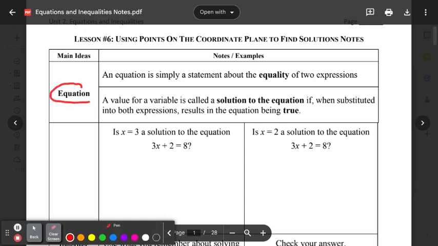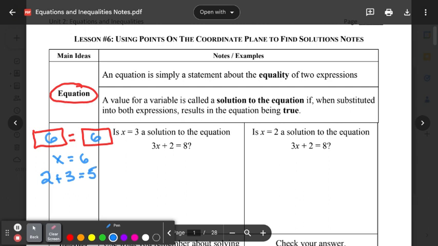We use this word a lot. An equation is just a statement that has an equal sign in it. So when you have an equation, you have your equal sign, and then on each side is some type of expression. An expression doesn't have an equal sign. So you can use letters, you can use numbers. So for example, if I write 6 equals 6, that's an equation. If I write x equals 6, that's an equation. If I write 2 plus 3 equals 5, that's an equation.